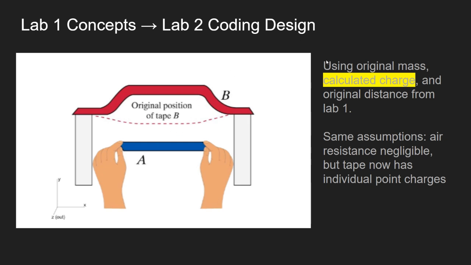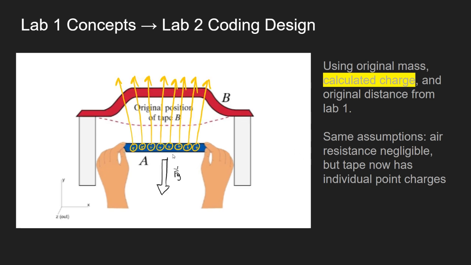I still used the same mass of the tape as I did last time and the same distance as I did from Lab 1. However, the charge is a little different because it's not treated as a singular point charge anymore, which I'll talk about on the next slide. We still have the same assumptions, especially that air resistance is negligible as a force. But now, instead of one big point charge, we have individual point charges in a line.